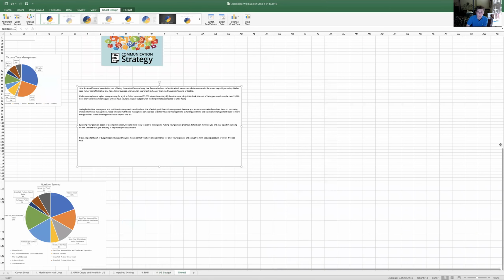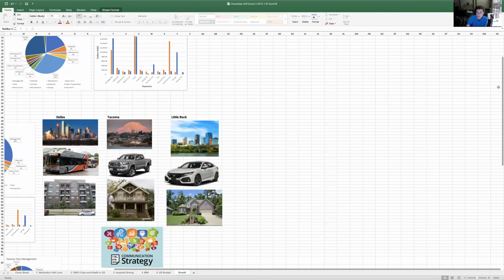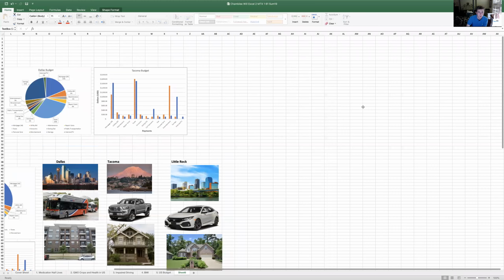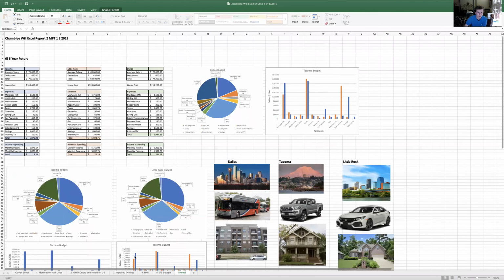All right, then on to the last sheet. Let's talk about the five-year plan. I'm just going to scroll on over. I picked three locations: Tacoma, south of Seattle, Little Rock, and Dallas. Little Rock I currently live in. I took the average salaries here. Communications degree, so about $71,000 for Tacoma, a little less for Arkansas, and then higher for Dallas because of the higher cost of living. Tacoma's cost of living and Little Rock's cost of living are pretty similar.